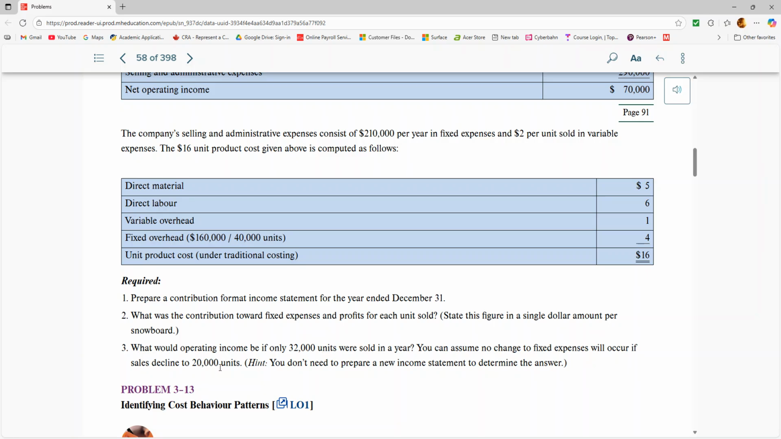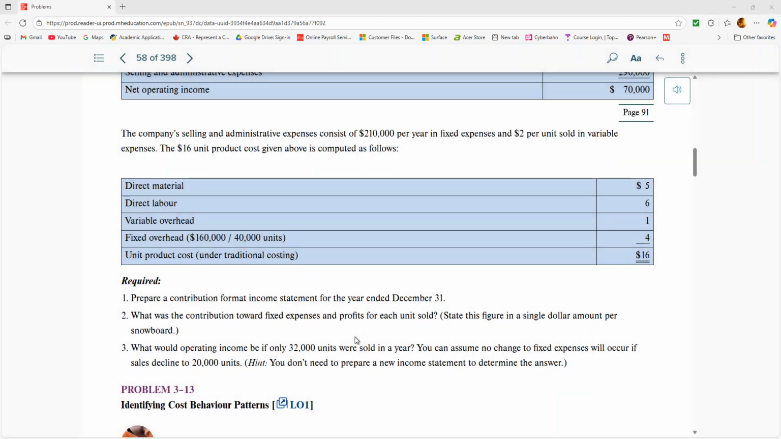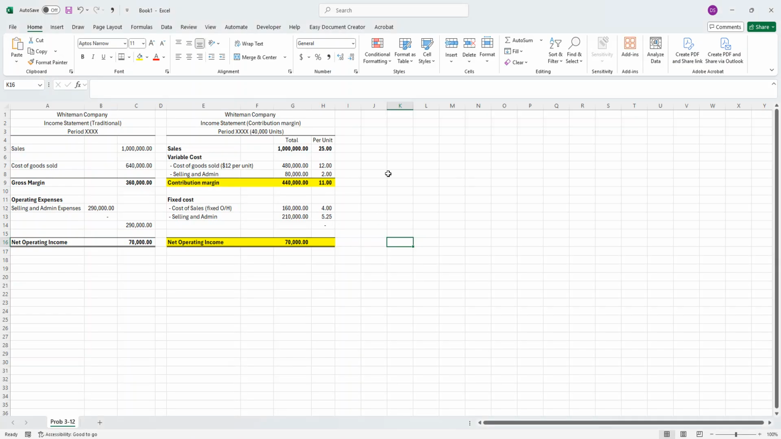and if sales declines to 20,000. So we assume there is no change in the fixed cost, and we look at what happens if the sales declines to 20,000. Always remember that when you're doing these situations, you don't need to do the full income statement. I'm going to show you this in this particular Excel sheet, and I'll share this with you if you're enrolled in my course. I'll post that on your Blackboard site so you can understand the relationship.